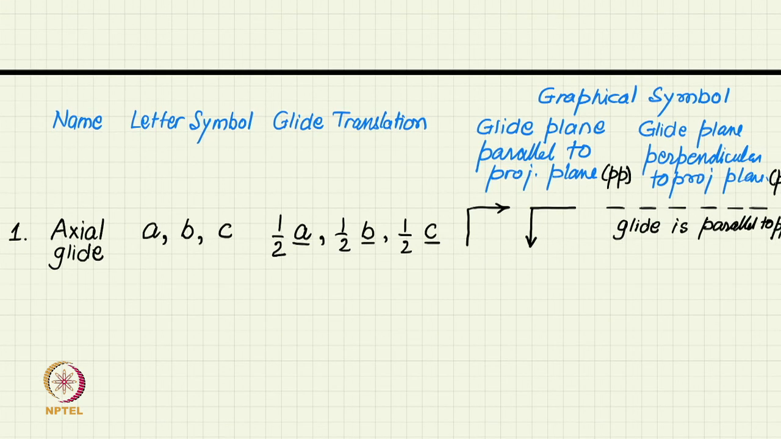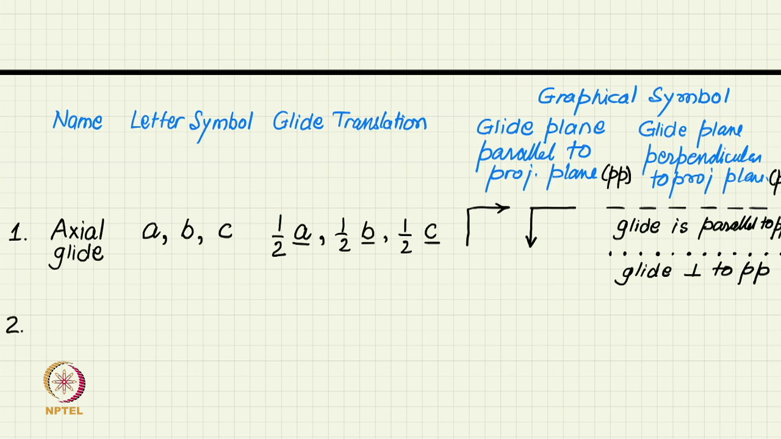Another symbol is used if the glide direction is perpendicular to the projection plane. The glide vector is now going into the plane or coming out of the plane. In that case, we use a dotted line symbol perpendicular to the projection plane. So, that's my axial glide.